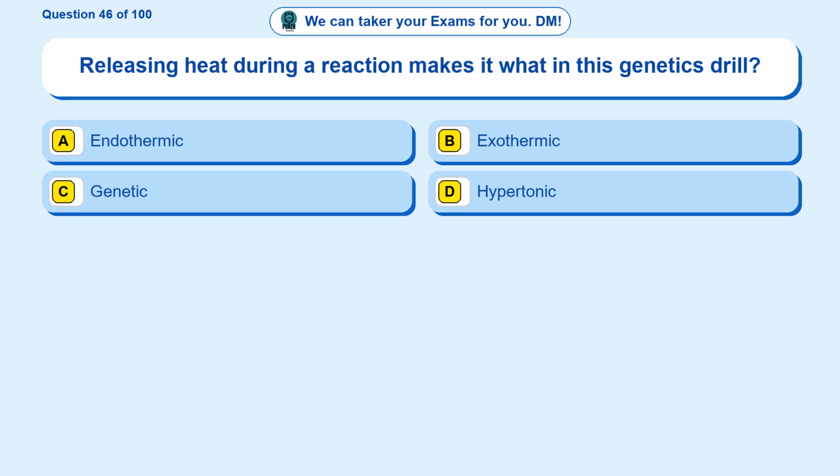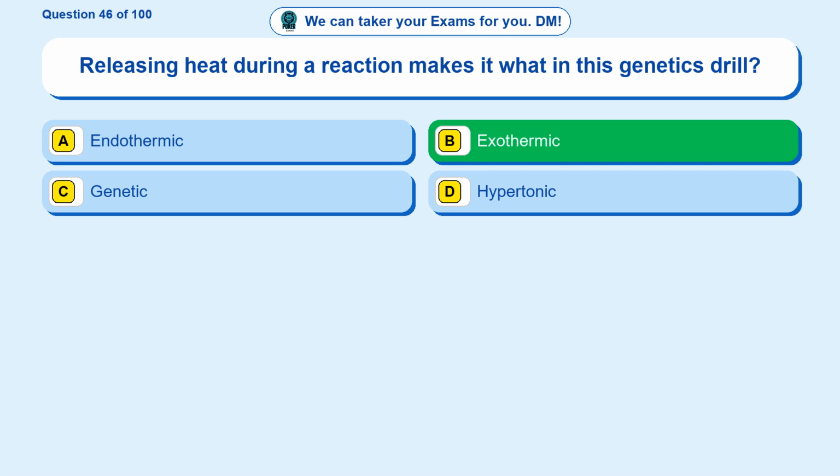Question 46. Releasing heat during a reaction makes it what in this genetics drill? Option A endothermic. Option B exothermic. Option C genetic. Option D hypertonic. The correct answer is option B.